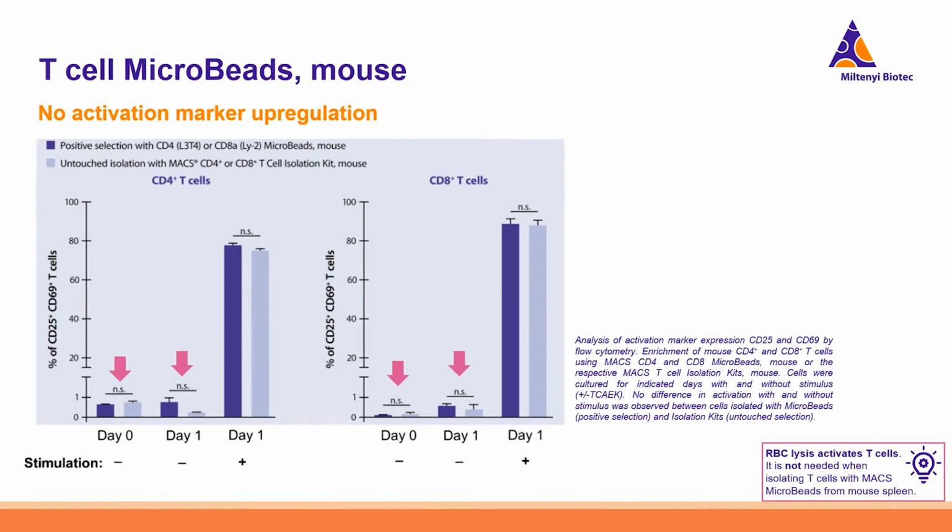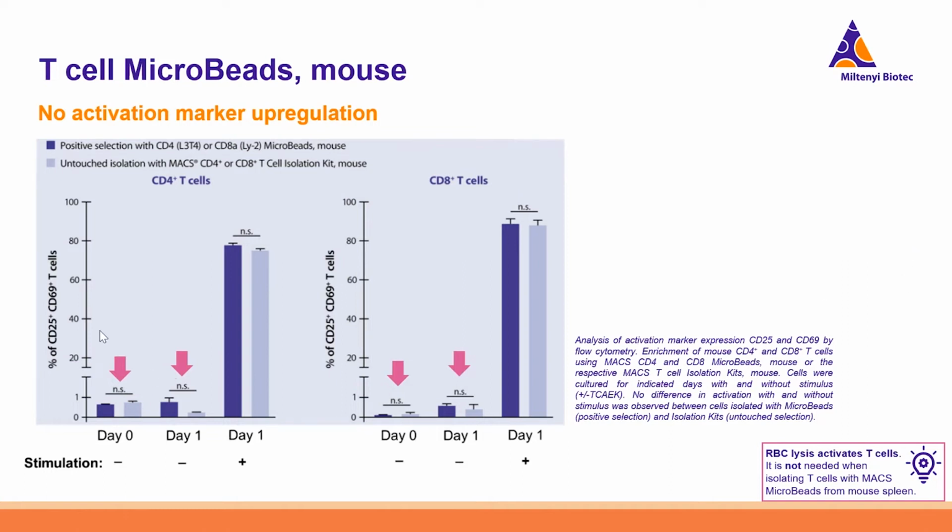And again, it doesn't matter if you use positive or negative selection. Cell separation with MACS technology is fully downstream compatible and has no effects on the cell biology in either case. In this example, T cells were either positively selected with CD4 or CD8 microbeads, mouse, or isolated untouched with our own respective T cell isolation kits, which are the gold standard.